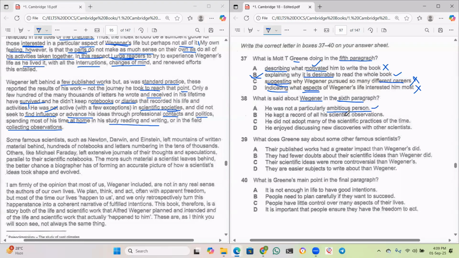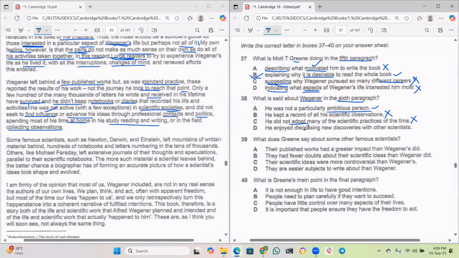He kept a record of all his scientific observations. No, it is the opposite. He left behind few published works, only a few hundred of many thousands of letters survived, and he didn't keep notebooks or diaries that recorded his life and activities. Here it says he kept a record of all his observations. No, it is exactly the opposite meaning. Then, he did not adopt many of the scientific practices of the time. In this passage, he did not talk about any adoptions, so it cannot be the answer.